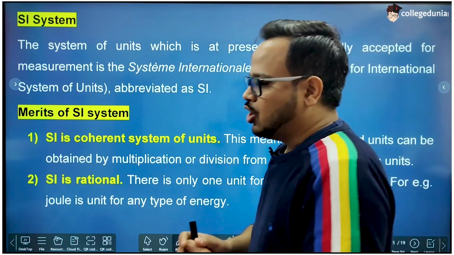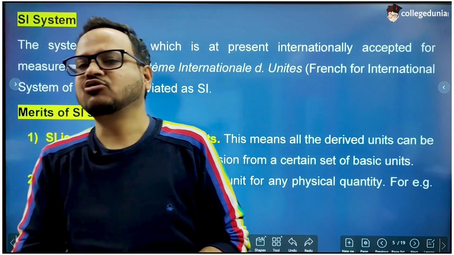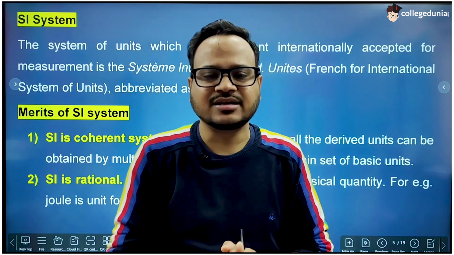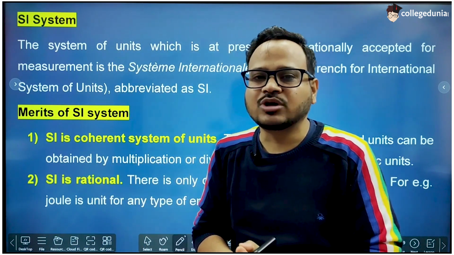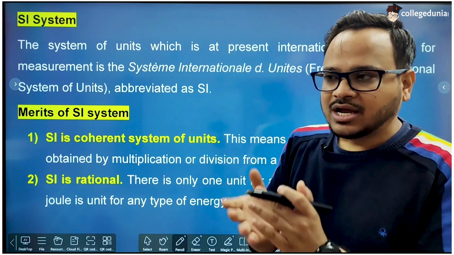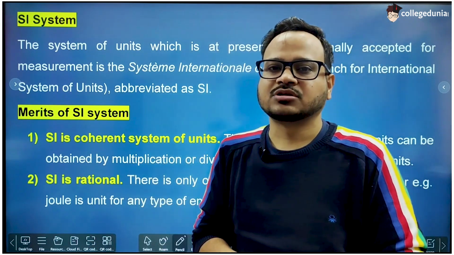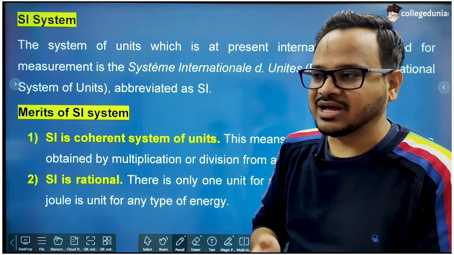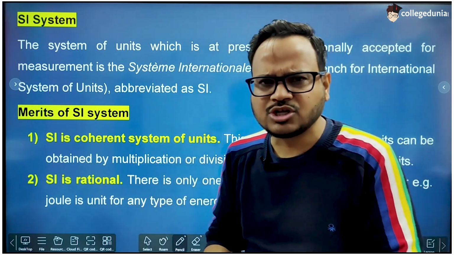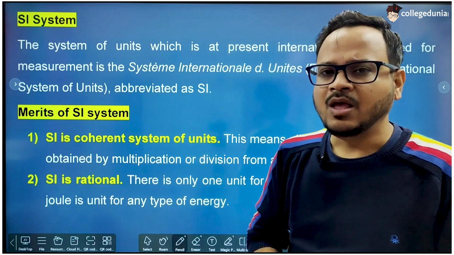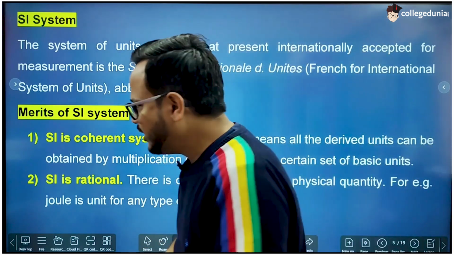SI system. Okay. You all must have heard about the SI system. In class 9th, in class 10th, you have used this word. What is the SI unit of length? It was written in books. Your teacher must have told you about this. The SI unit of length is meter. SI unit of time is second. SI unit of force is Newton. SI unit of work is joule. So, what is SI?